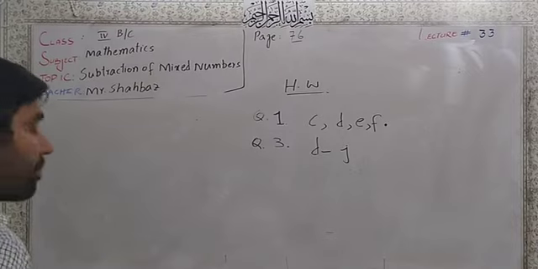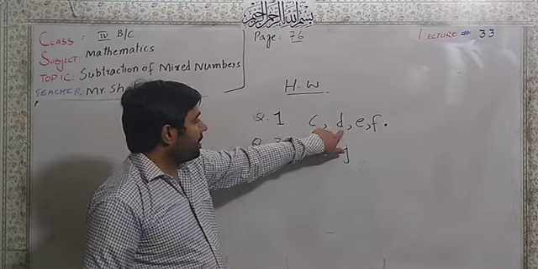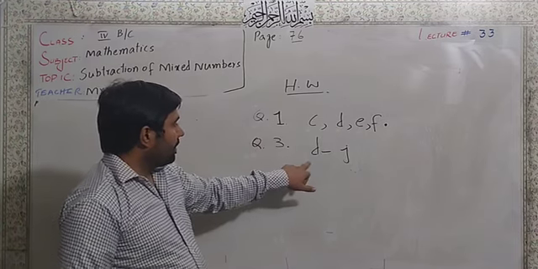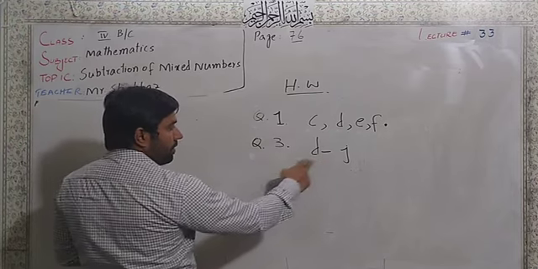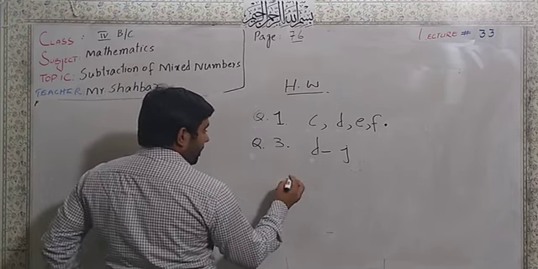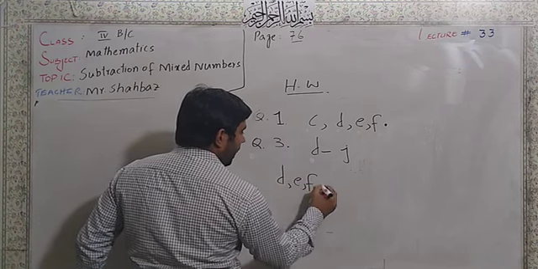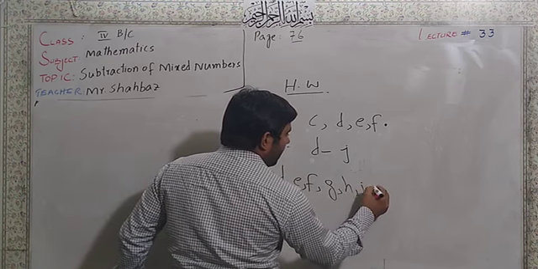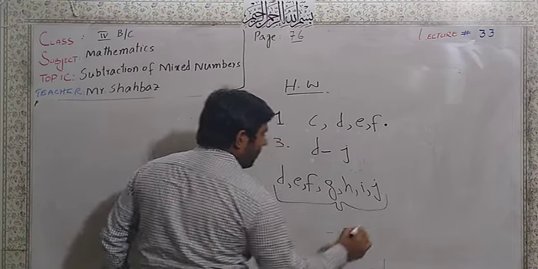Homework will be, dear students, this is your homework. Question 1, parts C, D, E and F. And in question 3, I did 3 parts A, B, C, and other remaining parts D to J, meaning D, E, F, G, H, I and J. These are your homework. Okay.